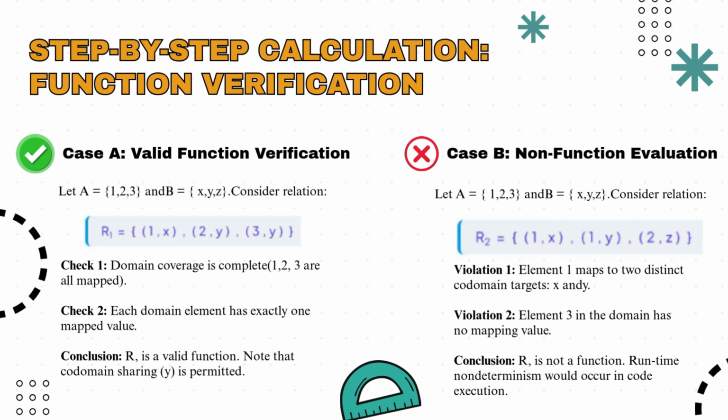Now, look at case B. On the right, we have relation R2, equal to {(1,x), (1,y), (2,z)}. Step 1. We check the domain elements. Element 3 in domain A has no mapping value whatsoever. This is our first violation.